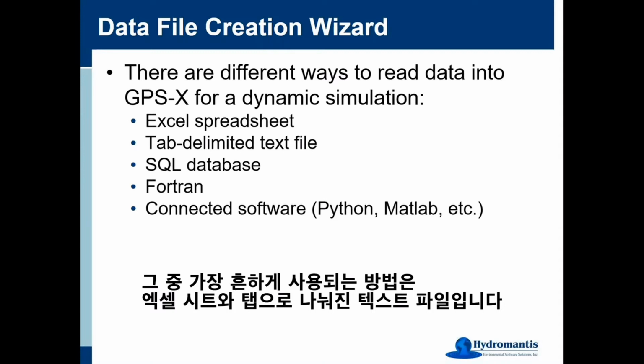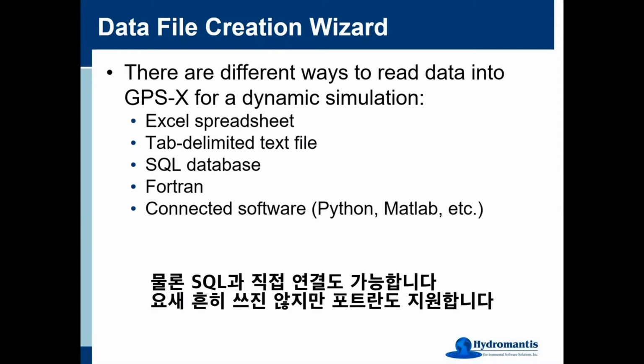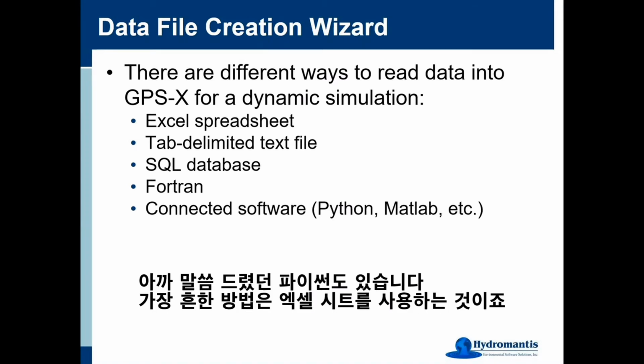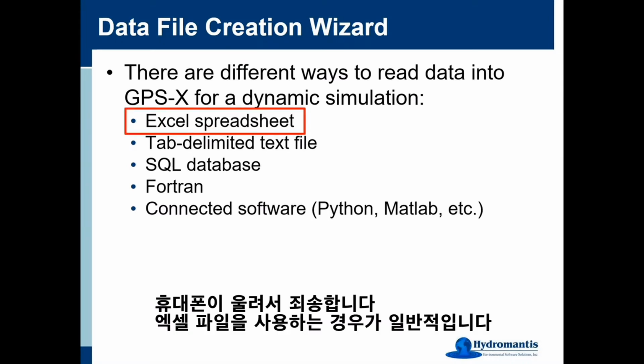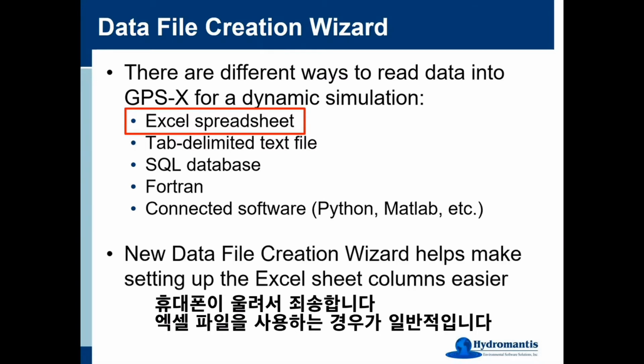So, of course, the most popular ones are the Excel spreadsheet and the tab delimited text files, but you can also connect directly from or to an SQL database. It's not used very much anymore, but we do still support the idea of reading directly from Fortran. And then also, as I mentioned, we have this new way to connect Python directly as well. So those are options, but by far the most popular version is the Excel spreadsheet. That's the one that most people use to be able to read things in.